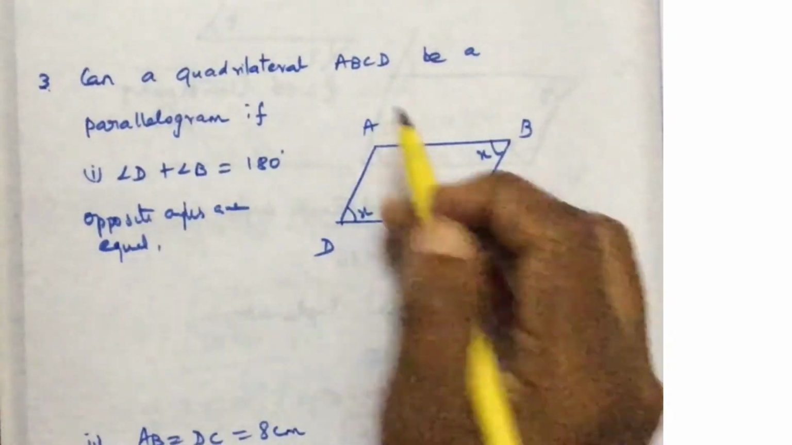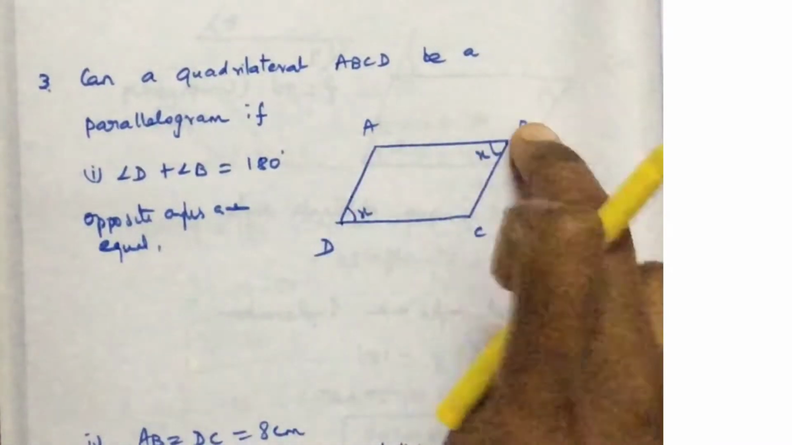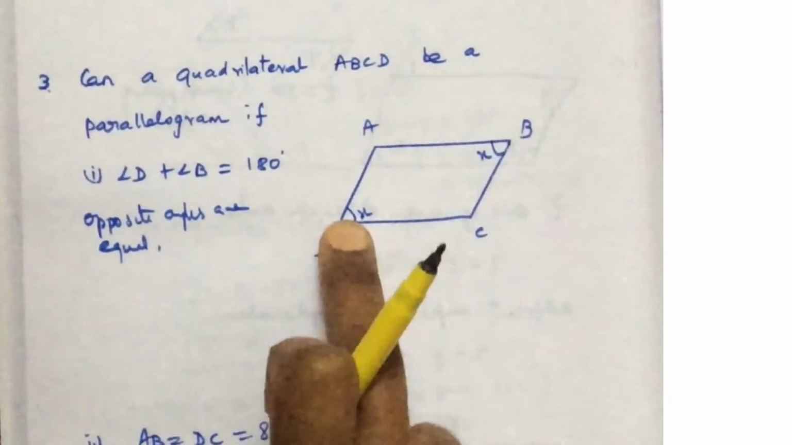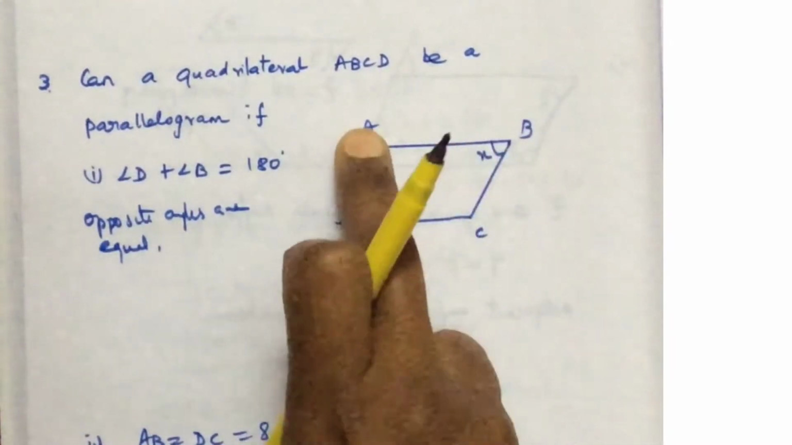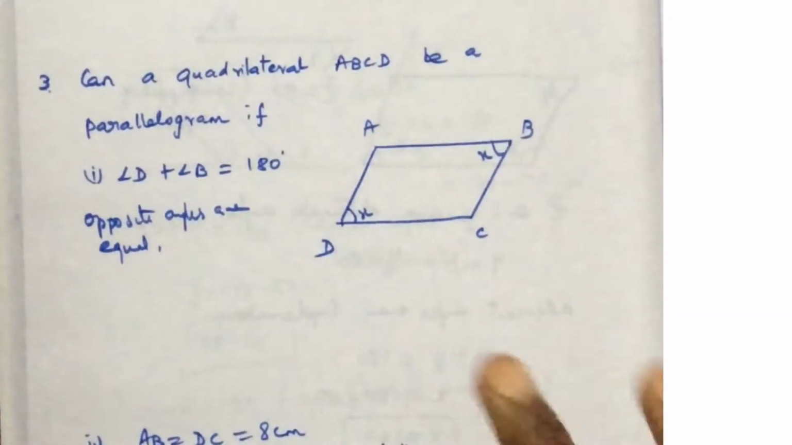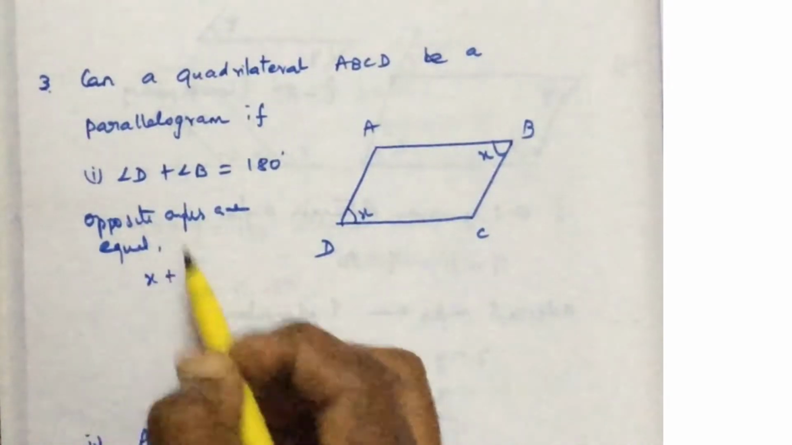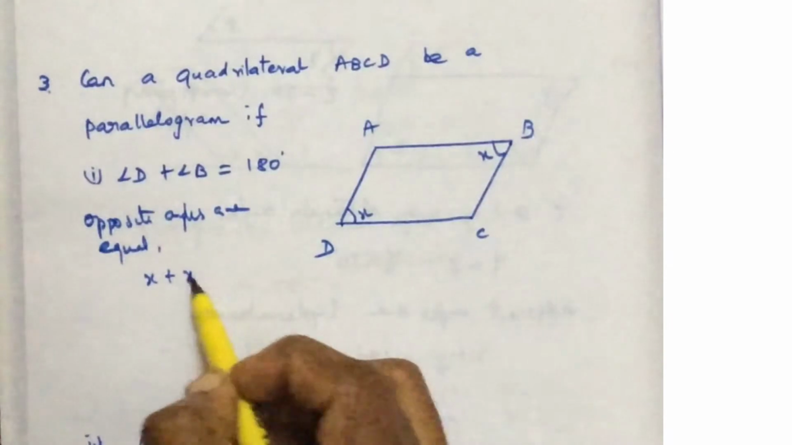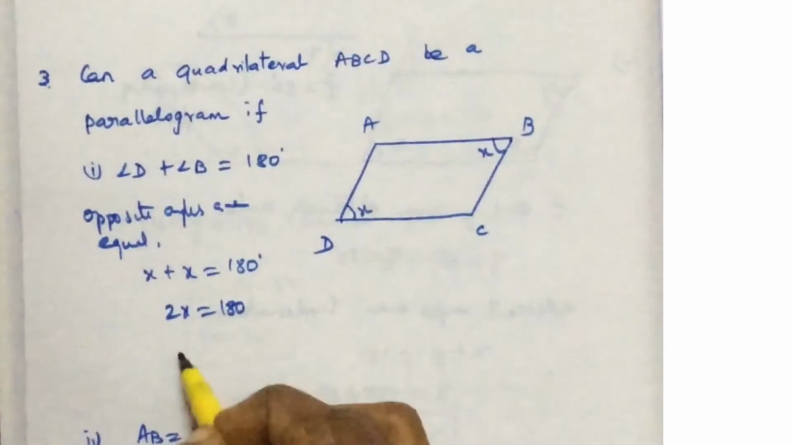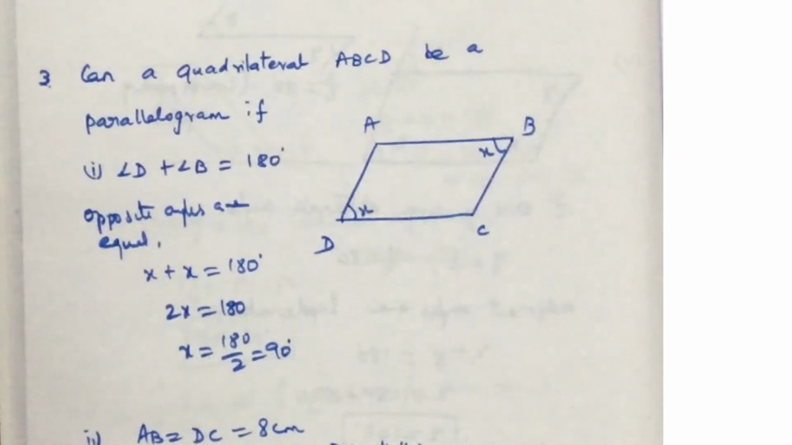Another thing to note here is, when you write ABCD, you should mark it continuously. You should not write A, B, C, D randomly. If you start from here, you have to go continuously clockwise: A, B, C, D. In that way only you have to write. So angle D and angle B are opposite angles, so they both should be equal. If I take D to be x, B should also be x. x plus x is 180, so 2x equals 180. What is x equal to? 180 by 2, that is 90, which means a right angle.